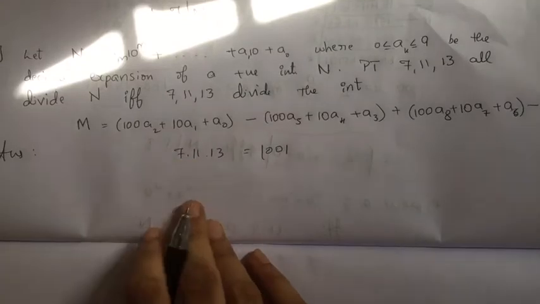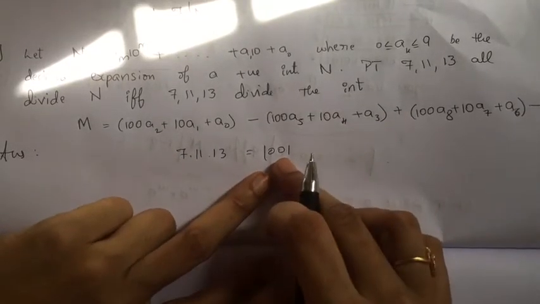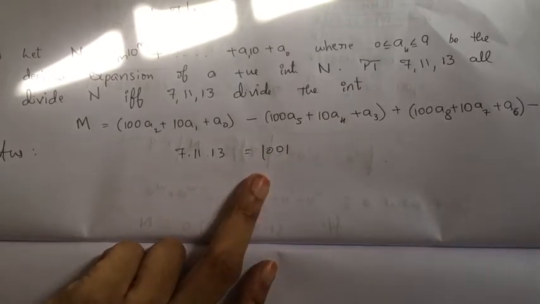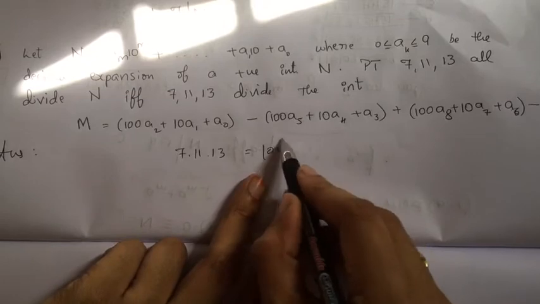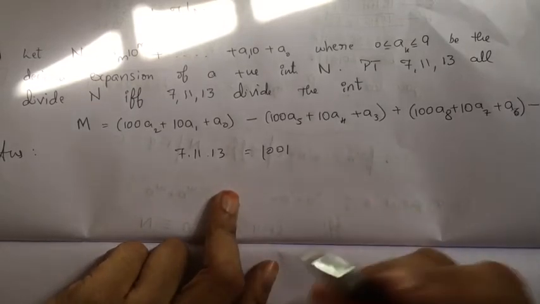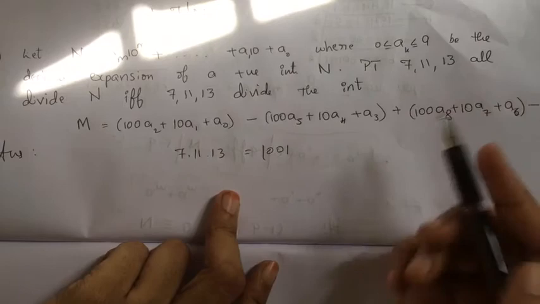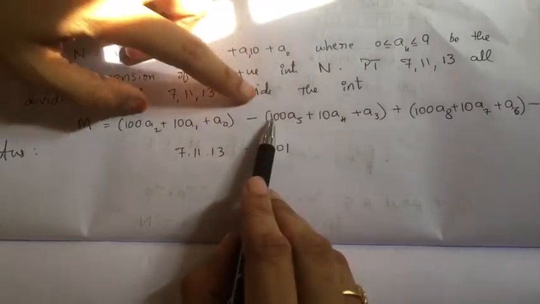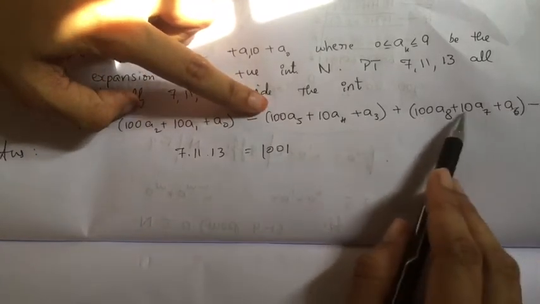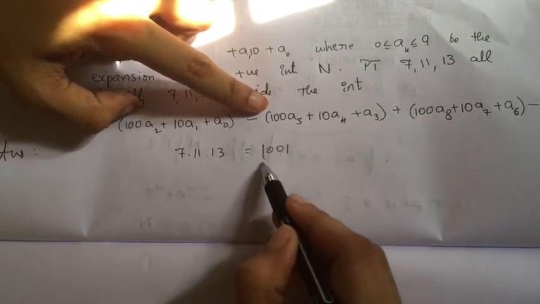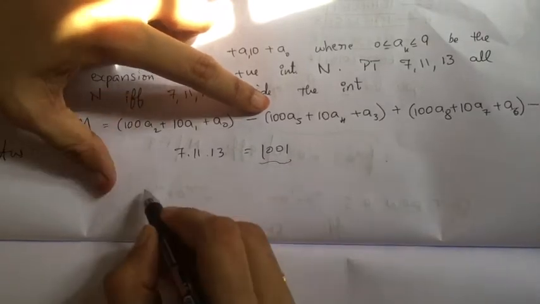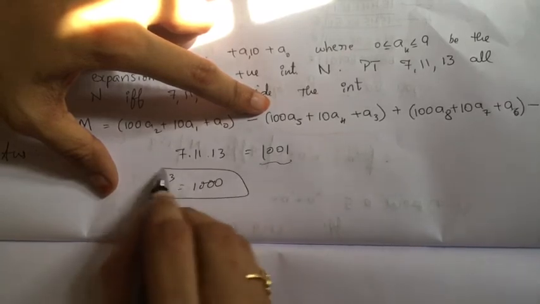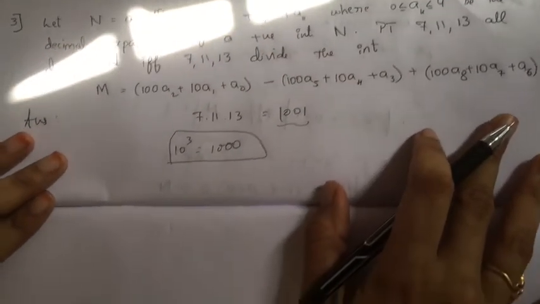Now, we know the product you are getting is 1001. We know this is nearly equal to 10 to the power 3, that gives you 1000. Now, see, all these coefficients are in the powers of 10, okay? I have to take mod of this. So I know 10 to the power 3 is 1000. So I'll use this only. This hint I'll use.